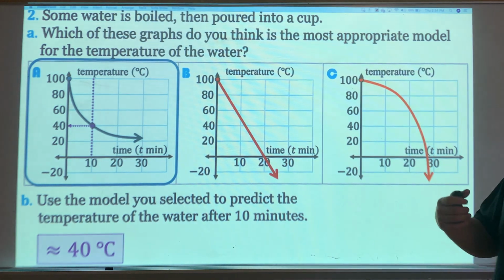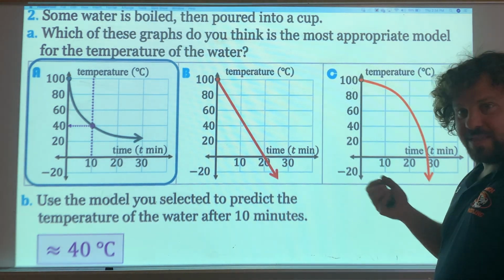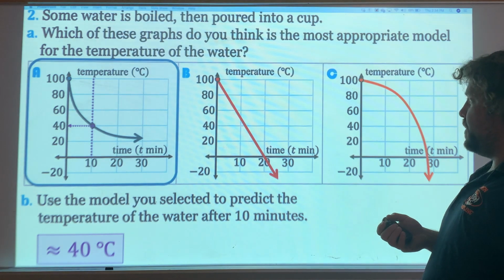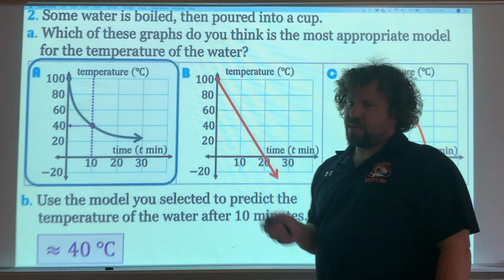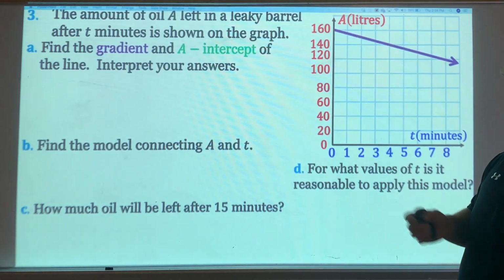So if you poured boiling water out after 10 minutes, do you think it'd still be 90 degrees? No, of course not. Right? If you poured it out here, would it still be 50? Well, then maybe. But again, you really don't have linear curves in real life.